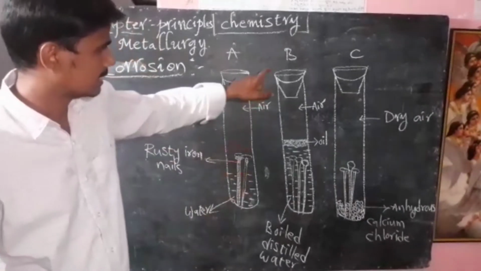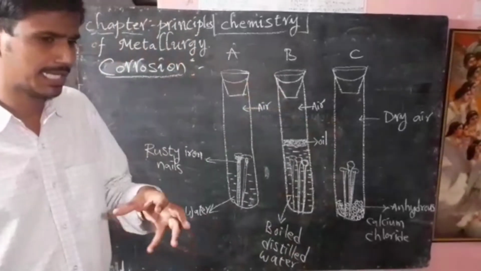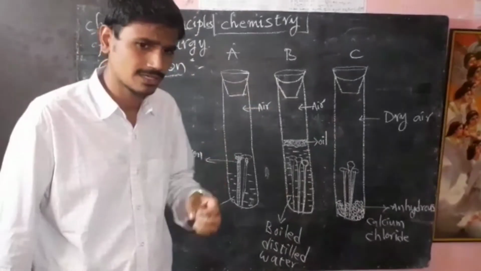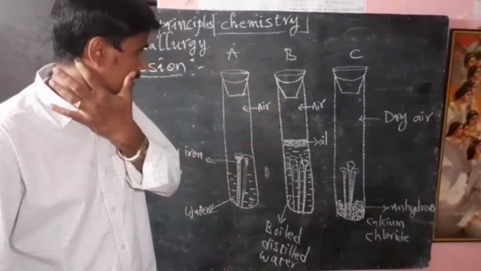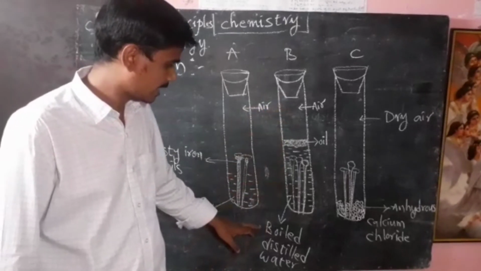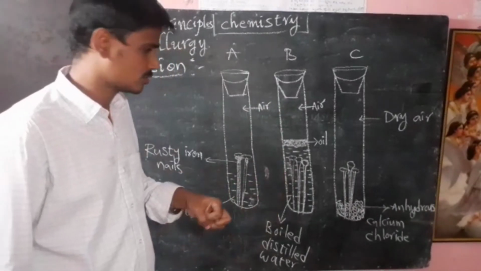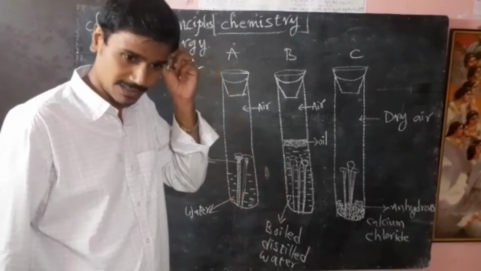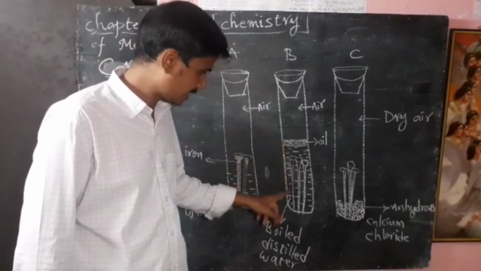In the same way, in the second test tube and the third test tube we cannot find any rust on the iron nails. What is the reason behind that? In the second test tube we already took water, and air is also there. What water did we take? Boiled distilled water, so there is no dissolved oxygen. Due to the absence of oxygen, the iron nails do not get rusted.